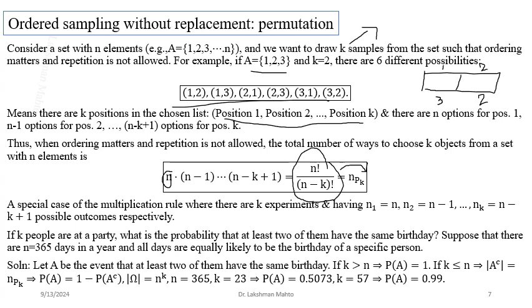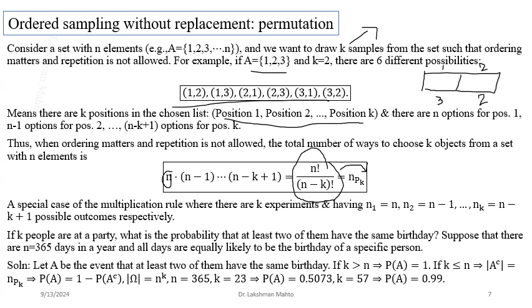Okay, so one question is coming here. If k people are at a party, what is the probability that at least two of them have the same birthday? Suppose there are how many days? 365 generally we are taking, days in a year. So all days are equally likely to be the birthday of a specific person. Equally likely. Uniform law is coming there.